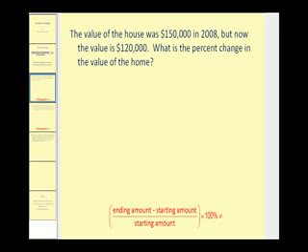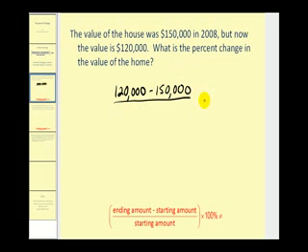The value of a house was $150,000 in 2008, but now the value is $120,000. What is the percent change in the value of the home? So the ending amount is $120,000 and the starting amount was $150,000. So we're going to take this difference and divide by the starting amount, which was the $150,000.